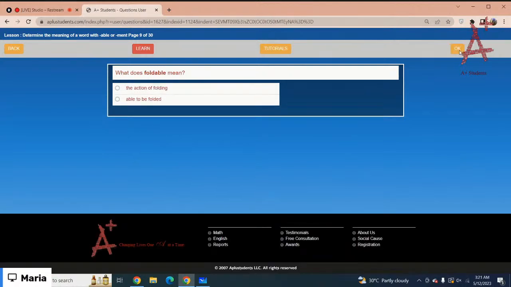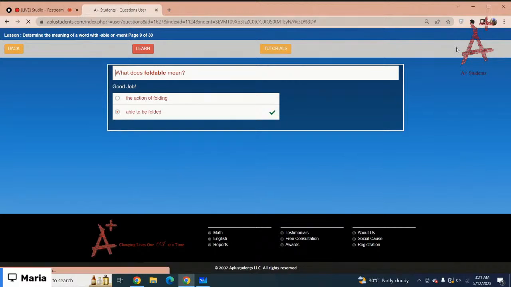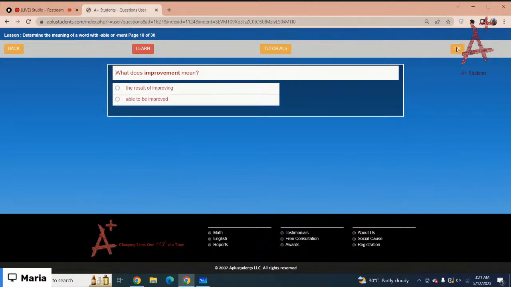What does foldable mean? That means able to be folded. Option number 2 is the correct one. What does improvement mean? That means the result of improving. Got it? It would be the result of improving.